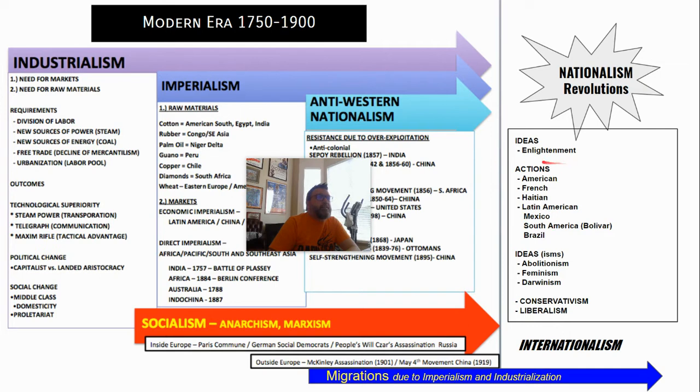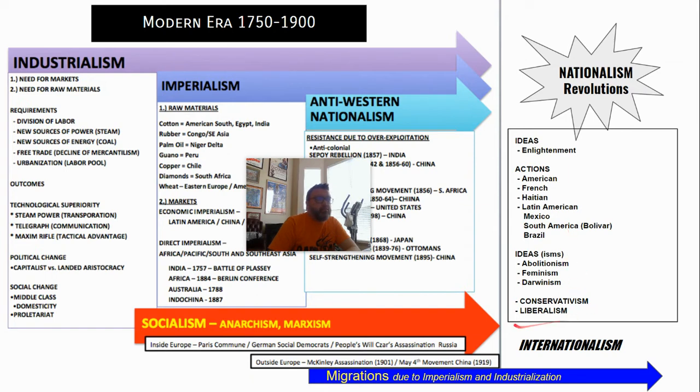But these Enlightenment ideas also trigger, after these revolutions, social movements like the abolitionist movement to end slavery, and feminism, the right to have equal rights for women, which continues on into the 20th century, obviously. And then Darwinism, as an idea of looking at human life differently in its origins.